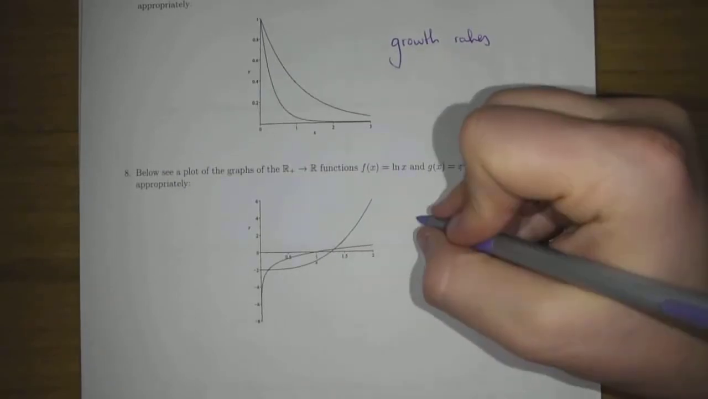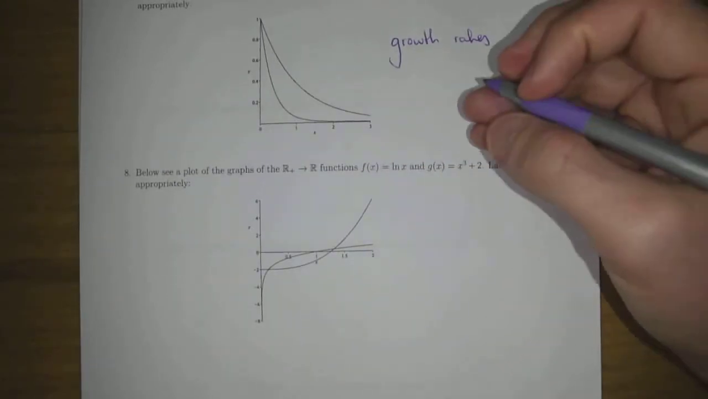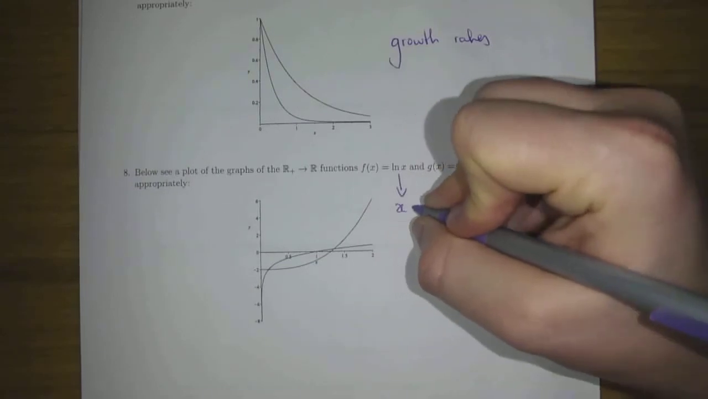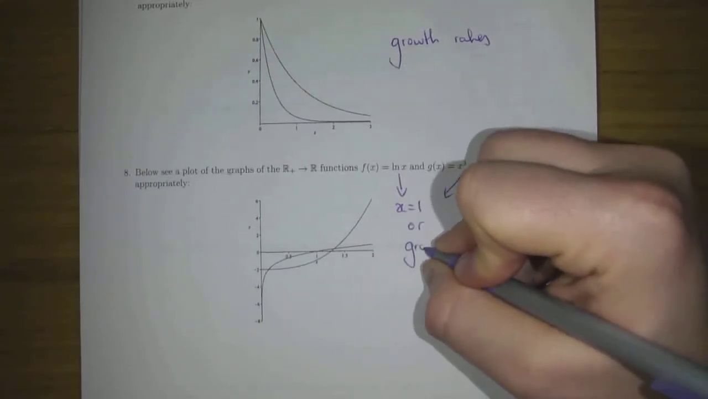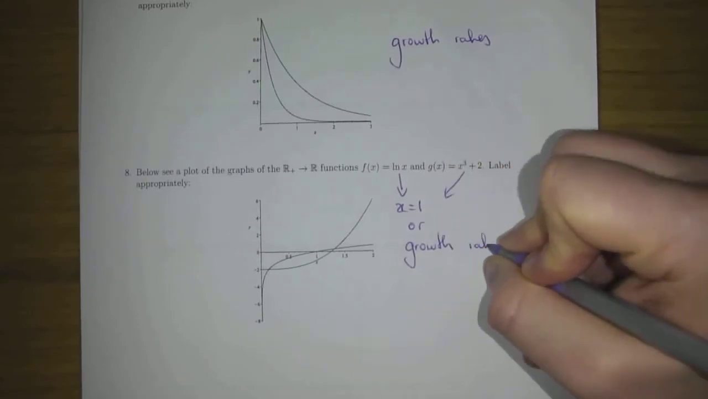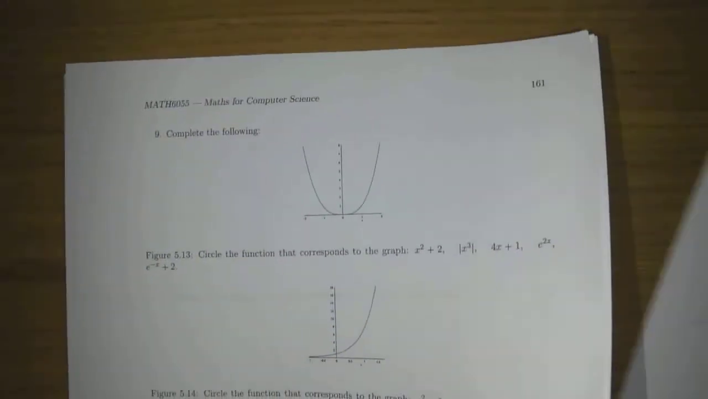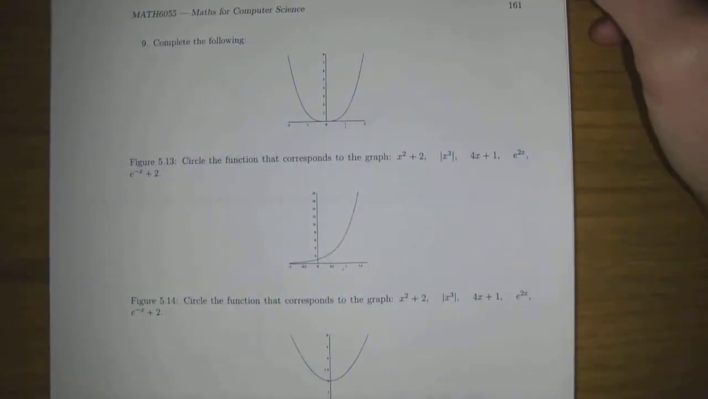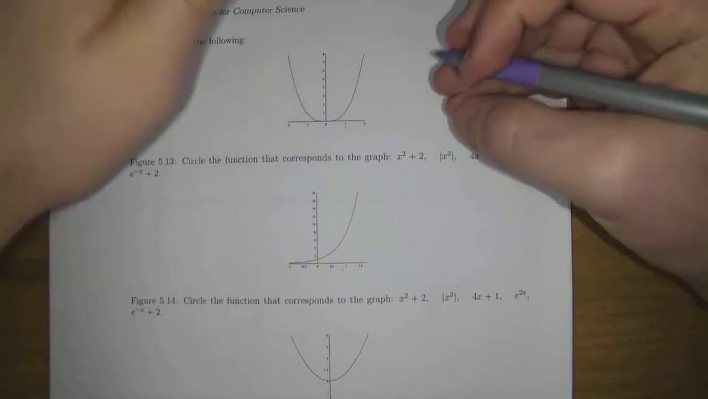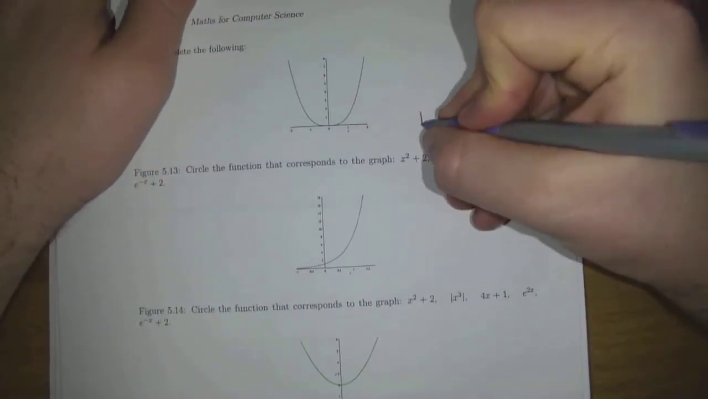Log of x, I think your best bet here could be either look at x equal to 1 or again growth rates. Complete the following. Circle the function that corresponds to this graph. This is a good question. I think you probably need to rule out. You can rule out 3.